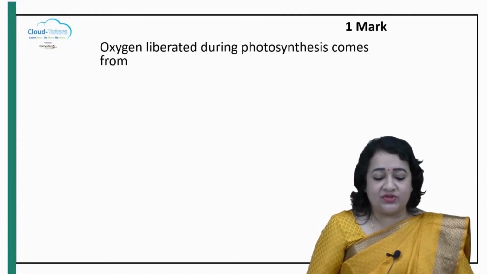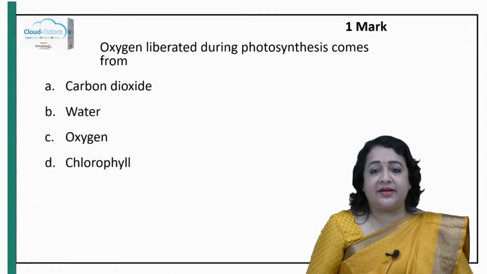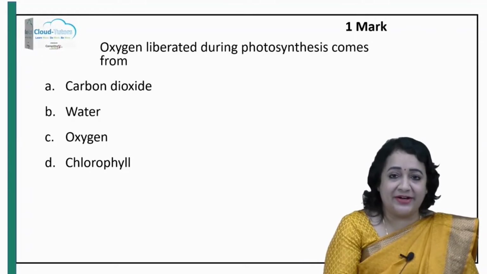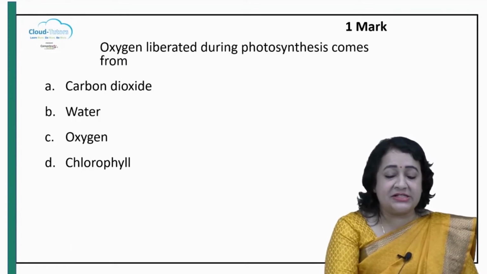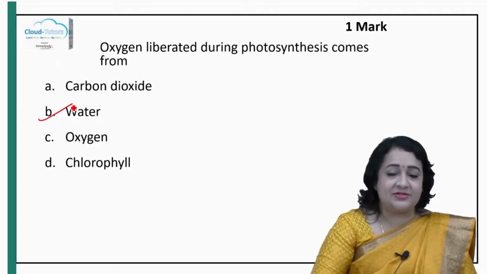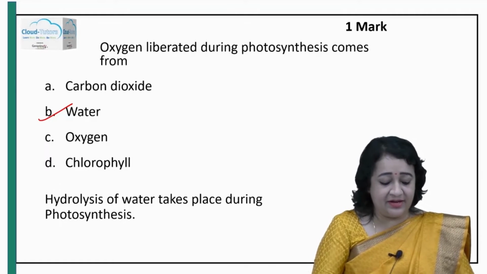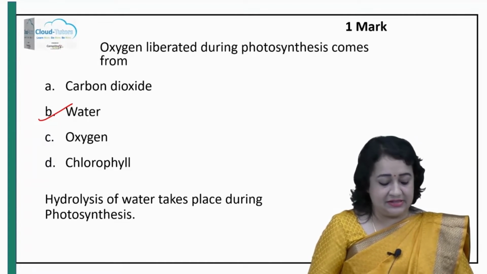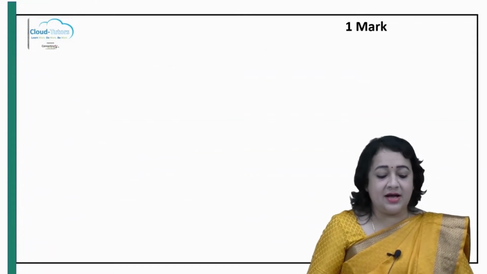Oxygen liberated during photosynthesis comes from. So we discussed the events of photosynthesis, and there are basically 4 steps. If you remember the 3rd step, photolysis of. The options here are carbon dioxide, water, oxygen and chlorophyll. So the oxygen liberated during photosynthesis comes from photolysis of water. So it comes from the water. Lysis of water is the 3rd step in photosynthesis. So water is the answer.